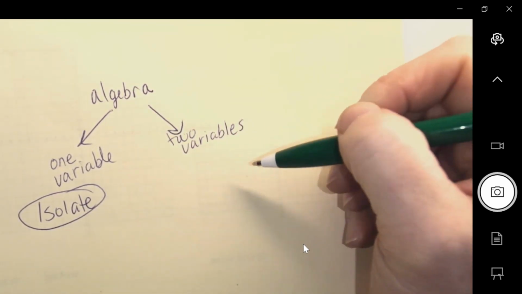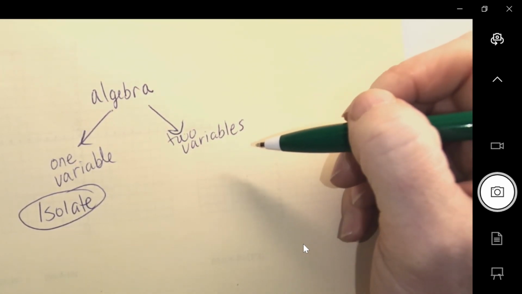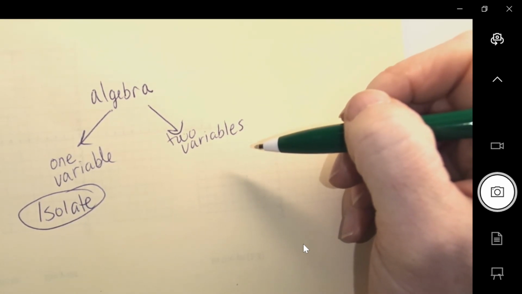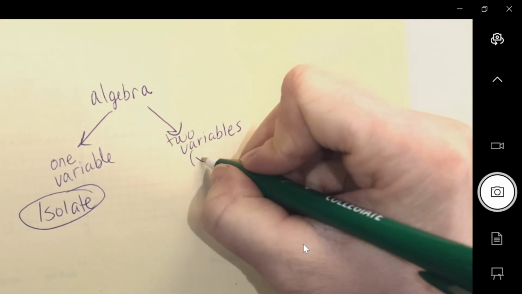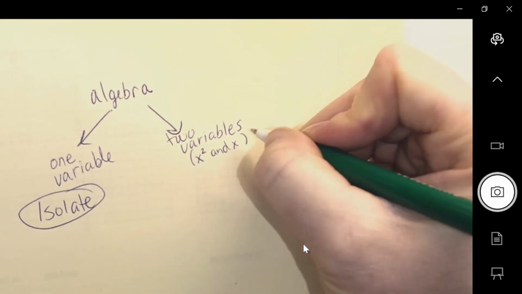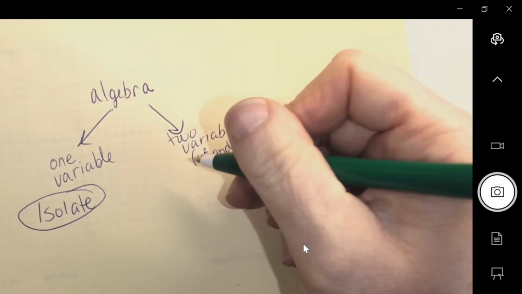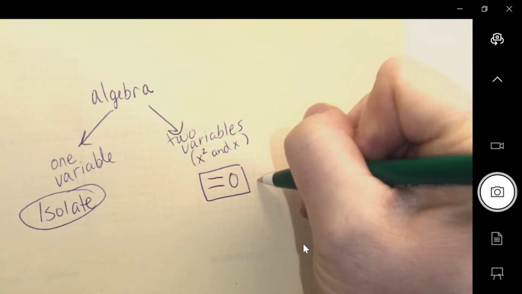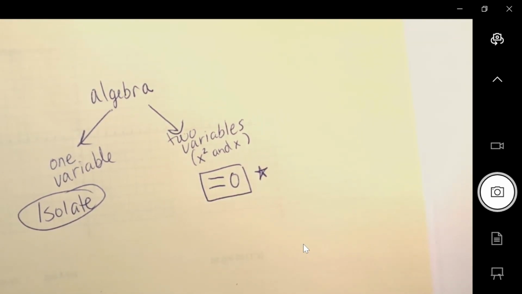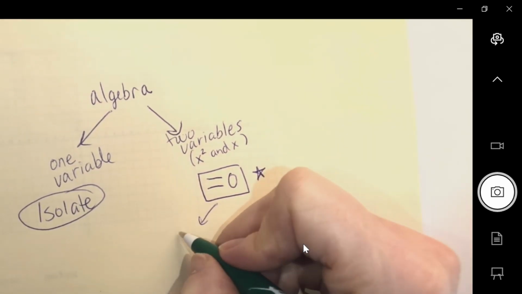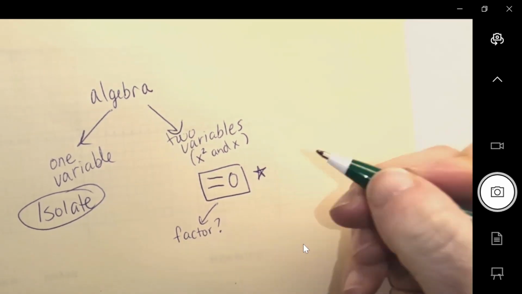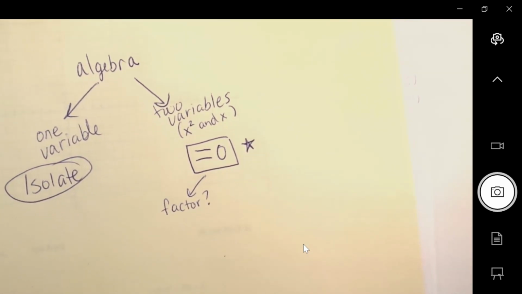If you have two variables, such as having an x squared and an x in the equation, those are treated as two different things. What do you need to do first and foremost, before you even think about any next steps? Set it equal to 0. Then you should ask yourself, does it factor? And you look for the strategies of factoring.